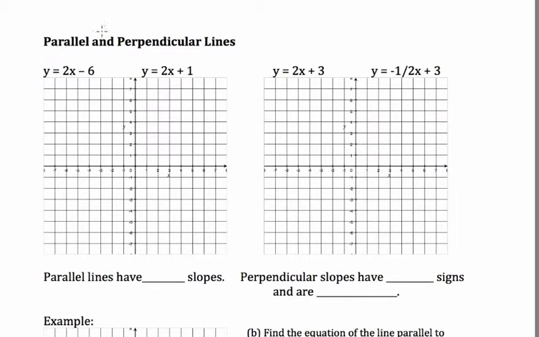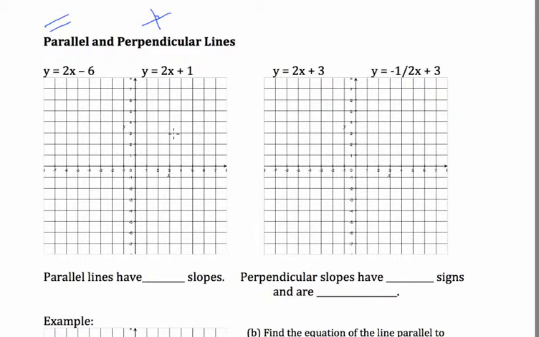Parallel and perpendicular lines. Parallel lines are lines that run next to each other that never cross. And perpendicular lines are lines that cross and make a T, so have a 90-degree angle. Let's look at a few examples.